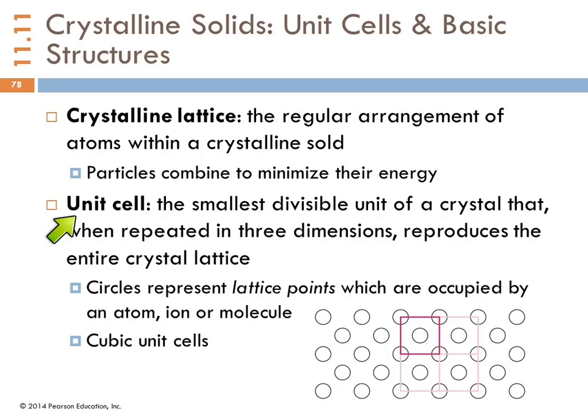And so we talk about a unit cell. A unit cell is the smallest unit of the crystal that, when you repeat it in 3 dimensions, gives you the entire crystal lattice. So in this example, this is a 2-dimensional example. But if we take this red square and we repeat it in this dimension and in that dimension, we're going to get the intact pattern.